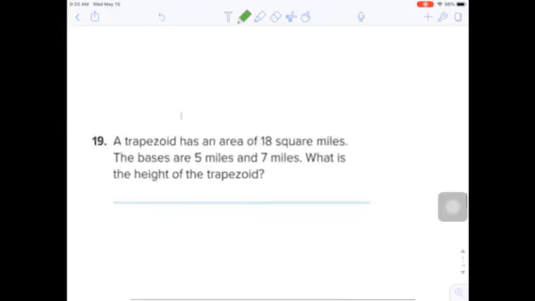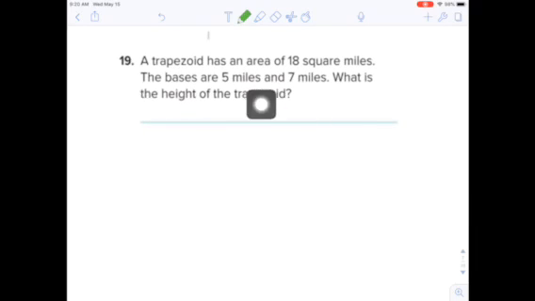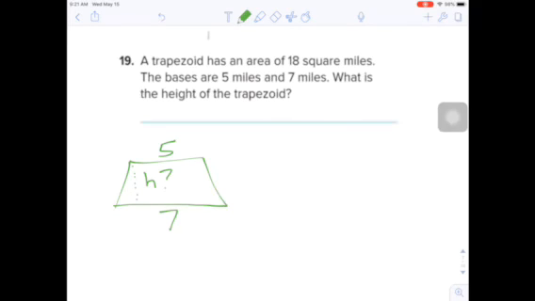Okay, so moving down, number 19. This time it says a trapezoid has an area of 18 square miles and the bases are 5 and 7 miles. So what is the height of the trapezoid? Since it doesn't give you a picture, if you want to sketch one in, that might help. So we know bases are 5, probably up there, and 7. Make my dotted line for the height, and we don't know that. But we do know the area equals 18.